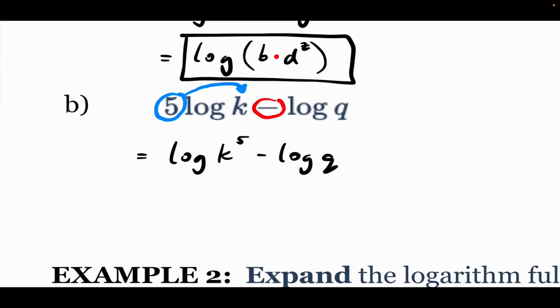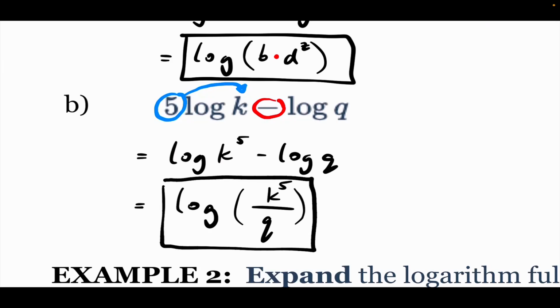I have minus. Quotient rule says you can combine those two by using division. So that's what I'm going to do. I only need a single log. I'm going to have division now. What am I going to divide? On top, it's going to be k to the 5th because that came first. On bottom, it's q. I can't divide them because they're both different letters. So you're done. That's how we condense. That's how we make things smaller.